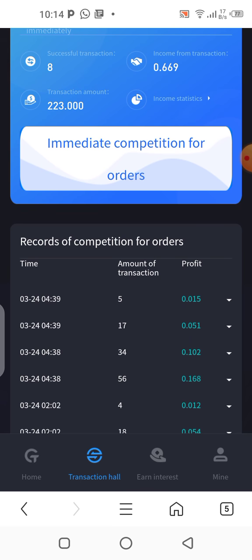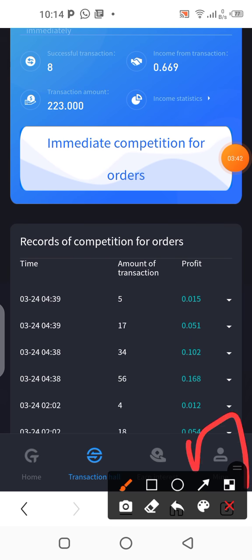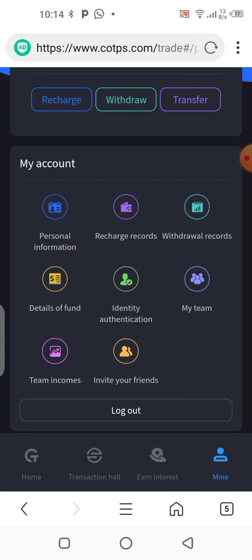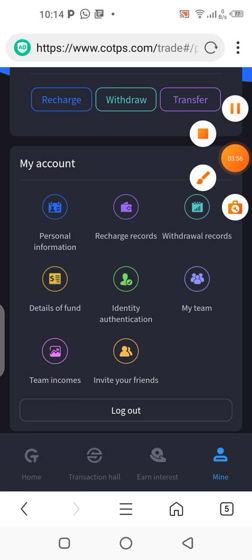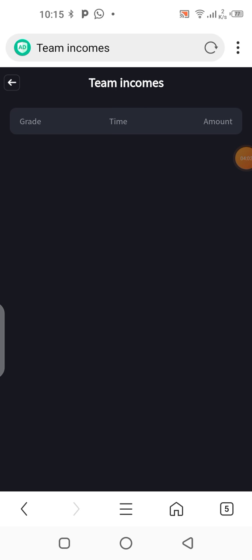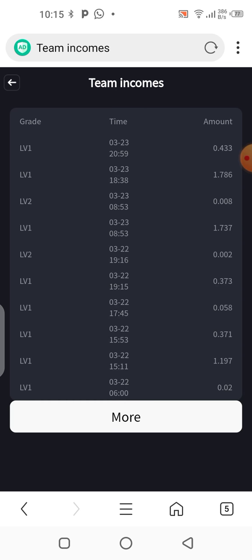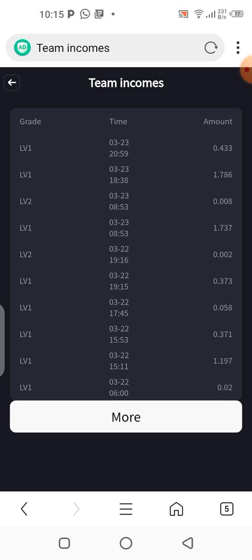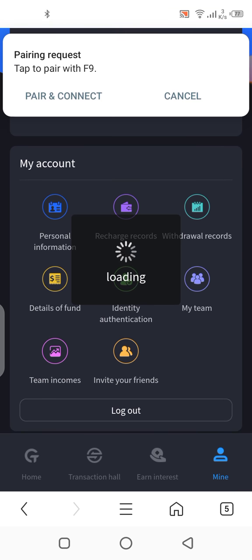So this platform, this system is still new, so I'm still confused about the navigation. Alright, so basically this is the system, nothing much here. I also made money from team members. I think I have like two or three there. I haven't really been promoting it that much, trying to understand basically what it is all about. I'd made money from team income too. Alright, so it's a good platform.